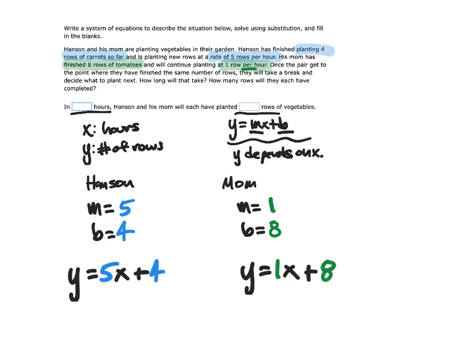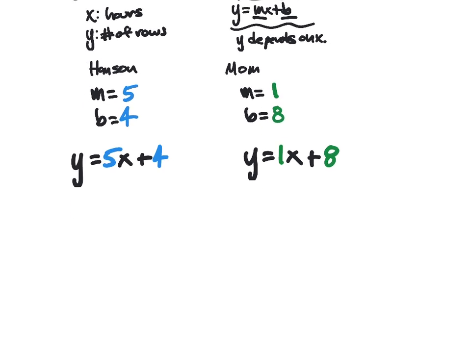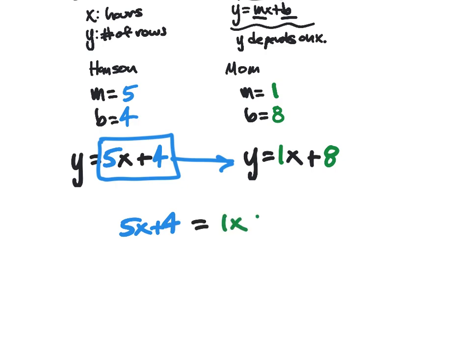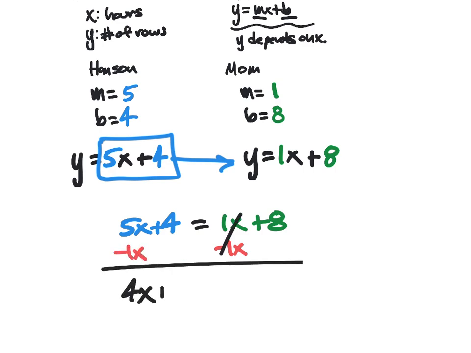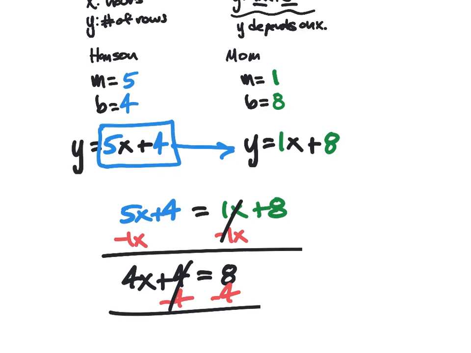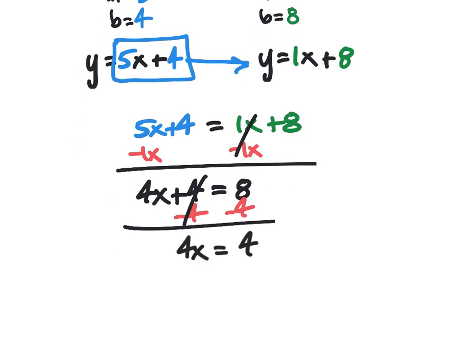Now, both of these equations are in slope-intercept form, so setting up our system isn't that bad. I'm going to take 5x plus 4 and substitute it into the y value of our other equation. Basically, we're going to set 5x plus 4 equal to 1x plus 8, and we can solve that equation for x. I'm going to subtract 1x from both sides. That leaves us with 4x plus 4 is equal to 8. Subtract 4 from both sides, and we get 4x equals 4. Divide by 4 on both sides, and we end up getting 1 again for x.